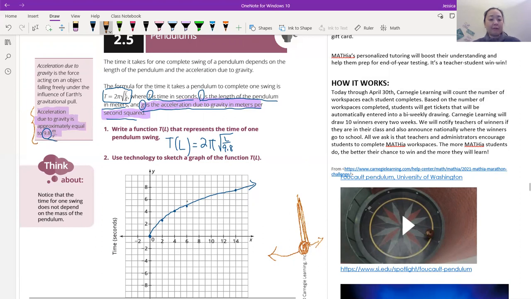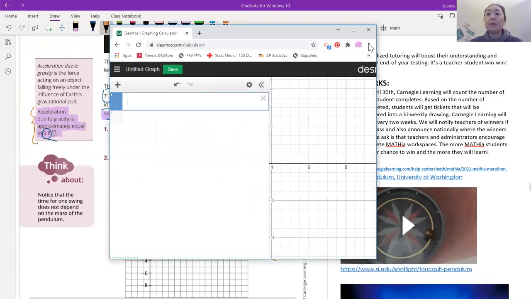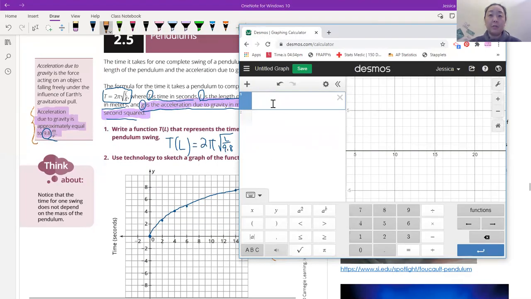And we use technology to graph this. So we used Desmos. If you bring up your Desmos calculator on your phone or computer, this is a good thing to practice. You do not put in the T of L, you just put in the right-hand part, the formula part. So it's going to be 2 pi, and pi is right down here, then square root. It already knows it's going to be multiplying. What are we square rooting? We don't have L, so we put in X, which takes the place of L, divided by 9.8.